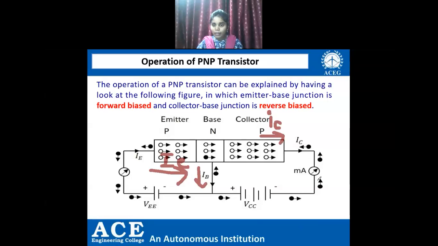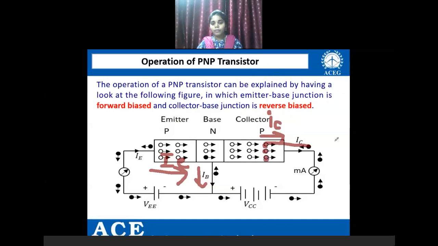And from the battery we are going to get what? We are going to get the electrons. These electrons are going to come in with this hole. This is how our PNP transistor is going to work. Clear? Let us move on.